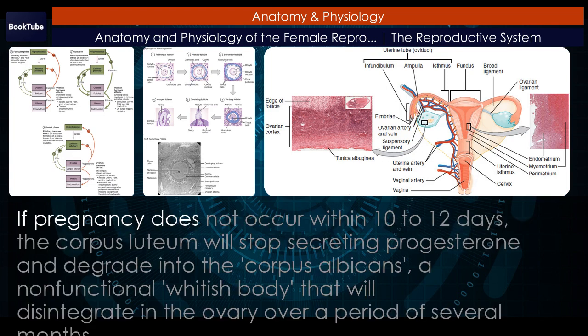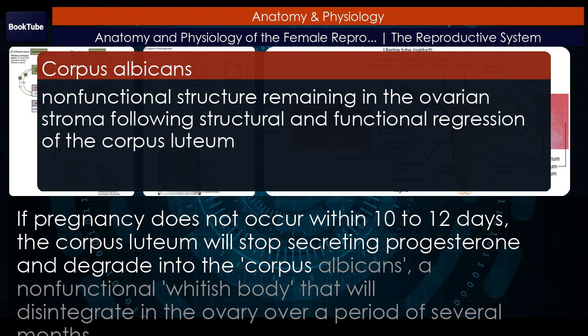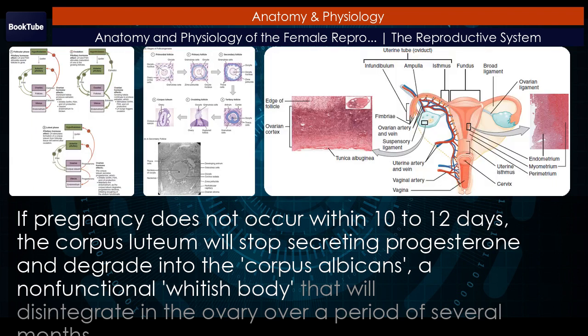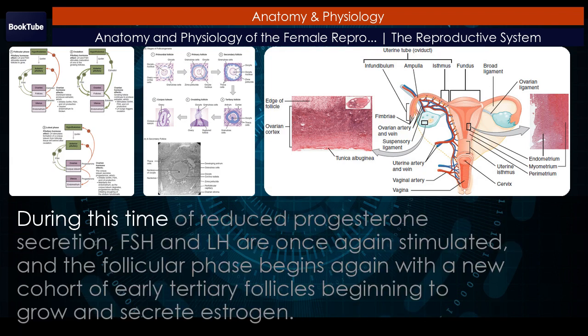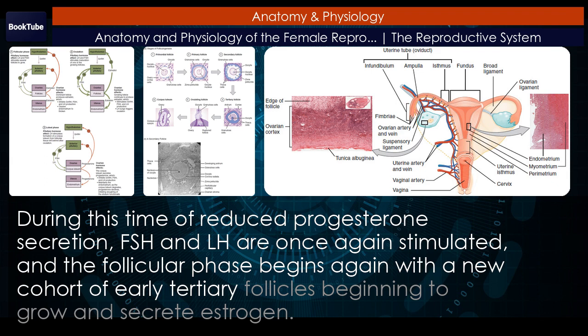If pregnancy does not occur within 10 to 12 days, the corpus luteum will stop secreting progesterone and degrade into the corpus albicans, a non-functional, whitish body that will disintegrate in the ovary over a period of several months. During this time of reduced progesterone secretion, FSH and LH are once again stimulated, and the follicular phase begins again with a new cohort of early tertiary follicles beginning to grow and secrete estrogen.